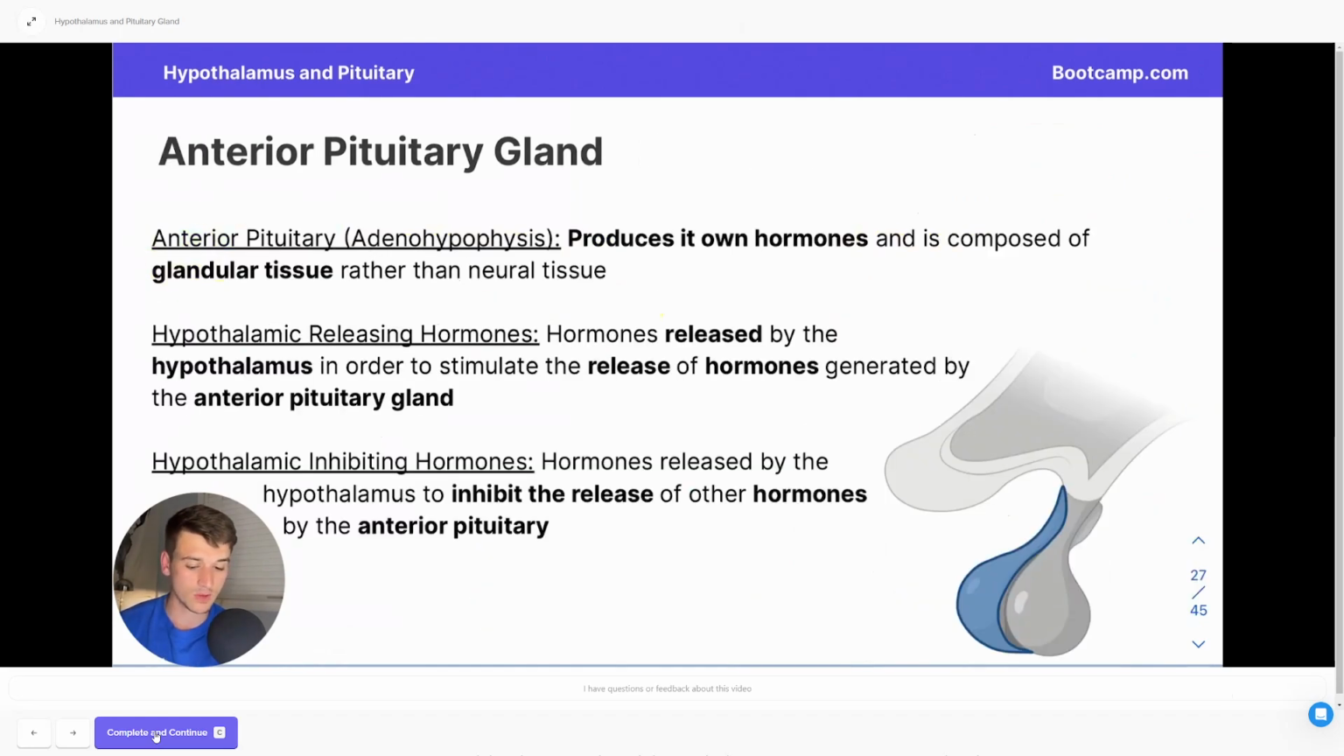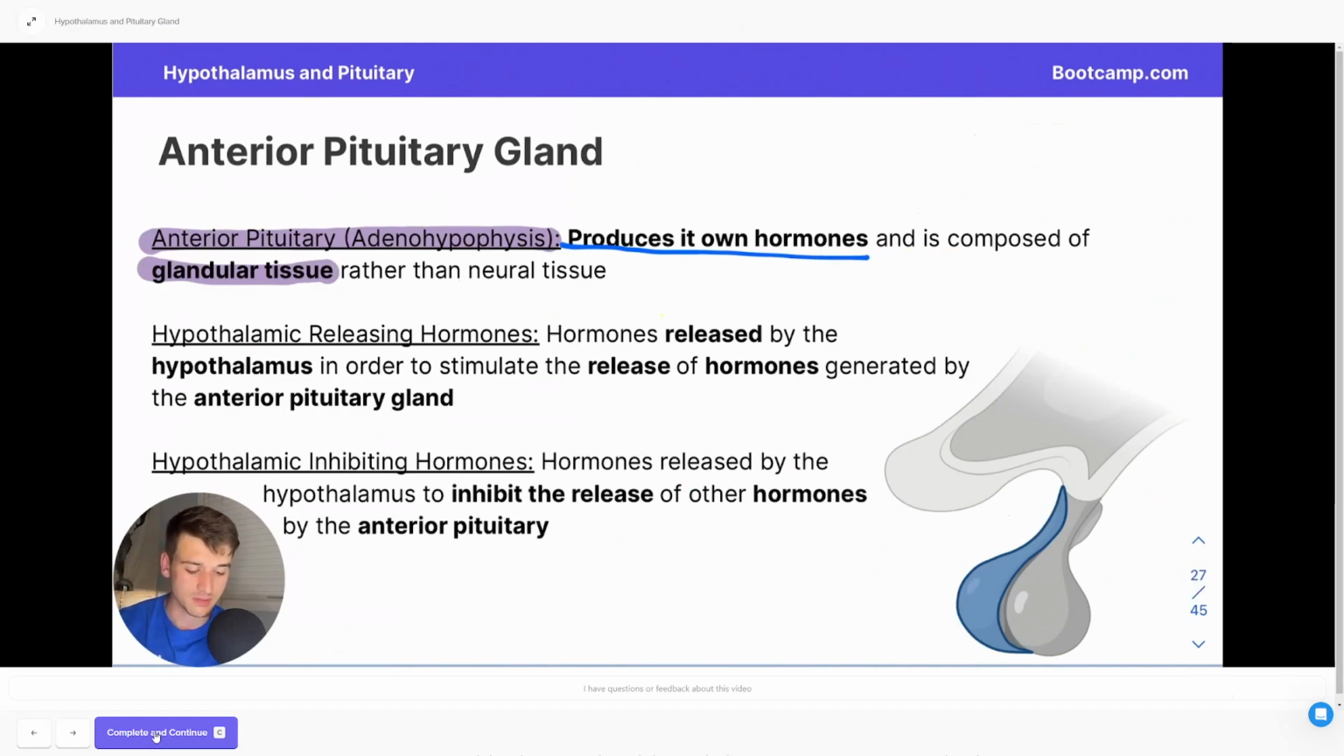It's time to move on to the anterior pituitary gland, also known as the adenohypophysis. Adenohypophysis, of course, because the prefix adeno is in reference to glands, and the anterior pituitary gland is constructed of glandular tissue this time rather than neural tissue. And the most important thing about the anterior pituitary gland, the thing that distinctly separates it from the posterior, is that it's going to produce its own hormones, a function that is made possible by the glandular tissue composition. But this does not mean that it's completely distinct from the hypothalamus in terms of function.